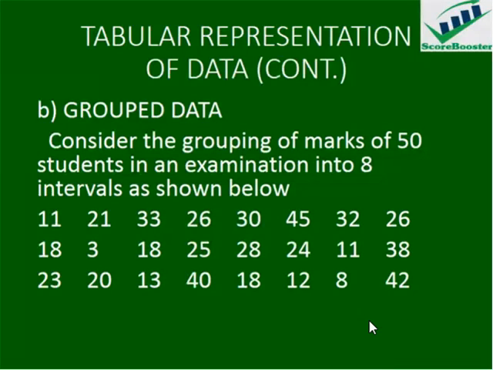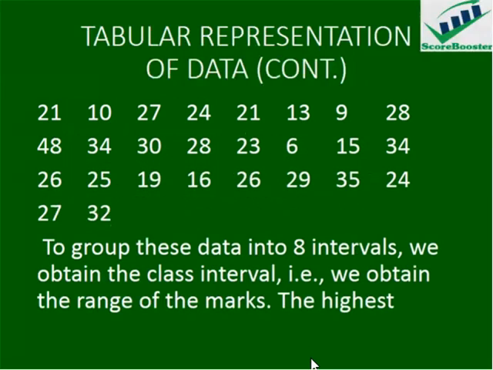And for you to group, we are given the number of intervals we have to group into. We have to group into 8 intervals, and here the smallest number is 3, and the largest number is 48. We can see that 48 is the highest score. So to group this data into 8 intervals, which is given in the question, we first obtain the class interval. That is, we obtain the range of the marks.